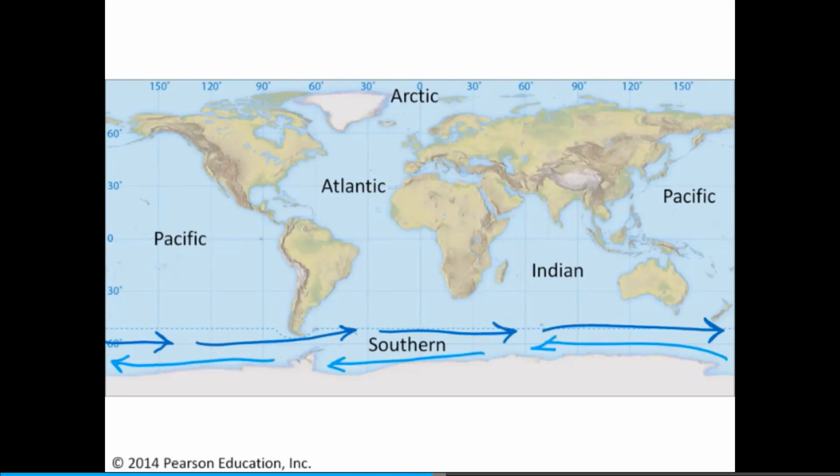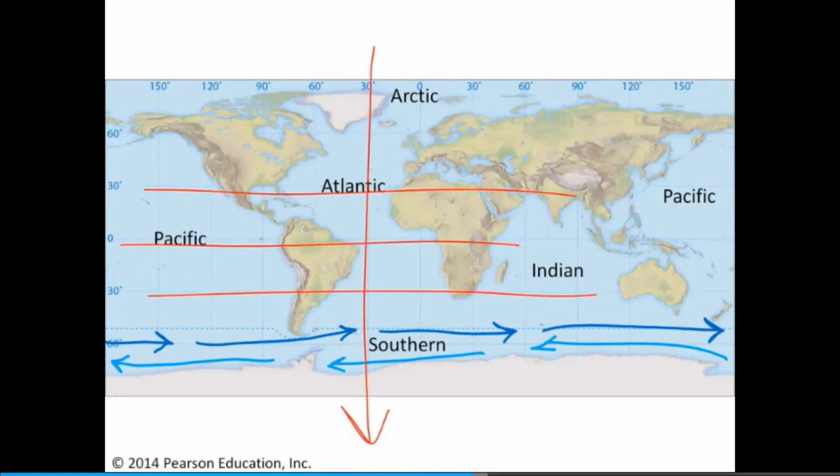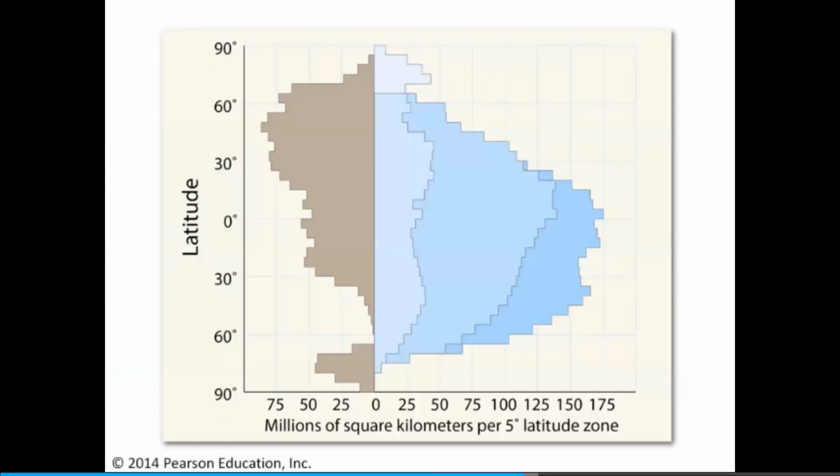So what we're going to do now is we're going to go ahead and slice down through the different latitudes. So we're going to cross basically the equator and 30 degrees latitude, both north and south, and 60 degrees, and go all the way to the poles, north and south. And we want to see basically how much land and how much ocean there is at each of those different latitudes. That's what this figure shows.